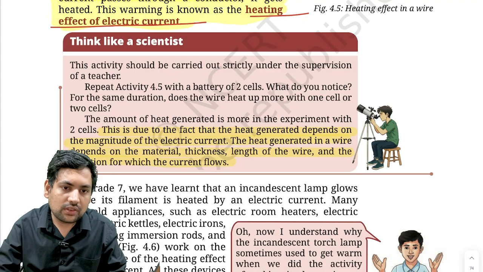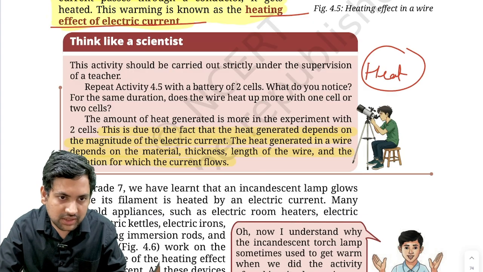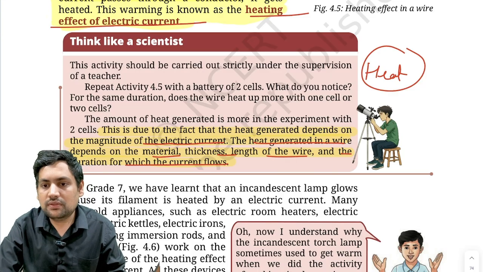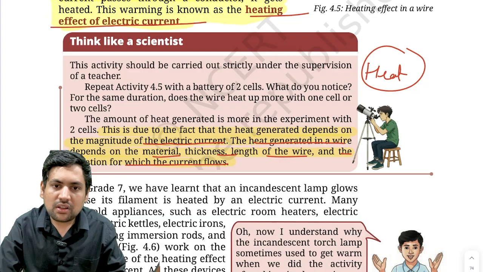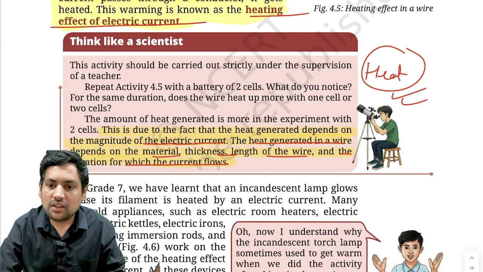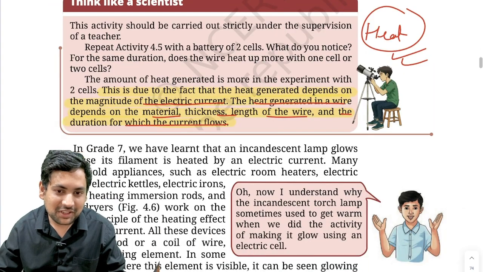Now, basically, how much heat is generated depends upon the magnitude of the electrical current. The heat generated in a wire depends on the material, thickness, length of the wire, and the duration for which the current flows. Okay, so these are the factors on which the heat generated in a wire depends. I can write the formula, but it is not needed at this level. Okay, I squared R t, if you remember, some people would.